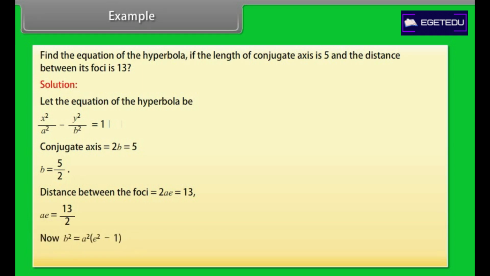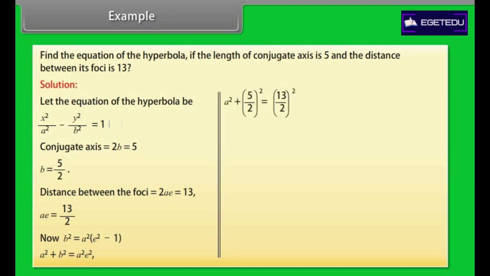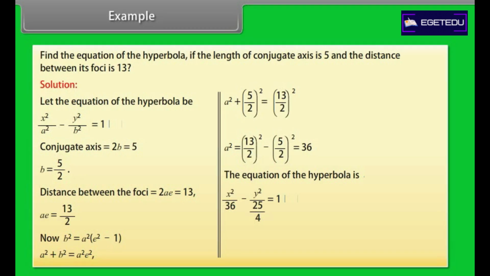Now, b square is equal to a square into e square minus 1, so a square plus b square is equal to a square e square. A square plus 5 by 2 whole square is equal to 13 by 2 whole square. A square is equal to 13 by 2 whole square minus 5 by 2 whole square, which is equal to 36. The equation of the hyperbola is x square by 36 minus y square by 25 by 4 is equal to 1. That is, x square by 36 minus 4y square by 25 is equal to 1.